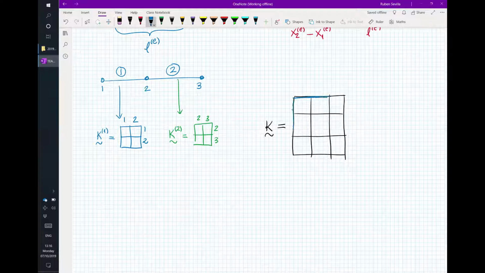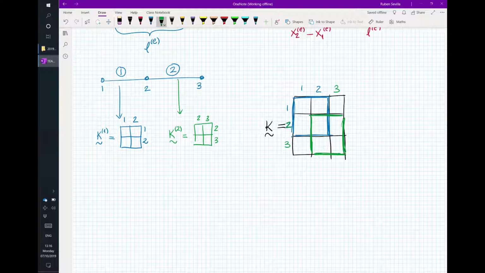Here, in the positions 1, 2, is where you will send the contribution from the first element, because the first element has nodes 1 and 2. And then, in the positions 2 and 3, is where you will send the contribution from the second element. And as I said, we're going to do an example. This is just a graphic illustration of how we're going to solve the problems: going element by element, building these elemental matrices, and doing the assembly.